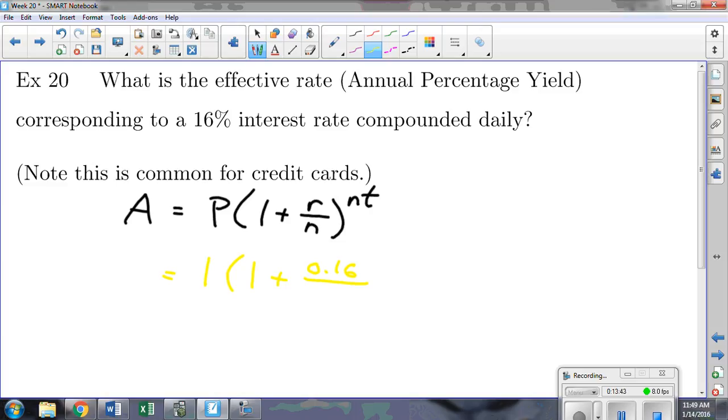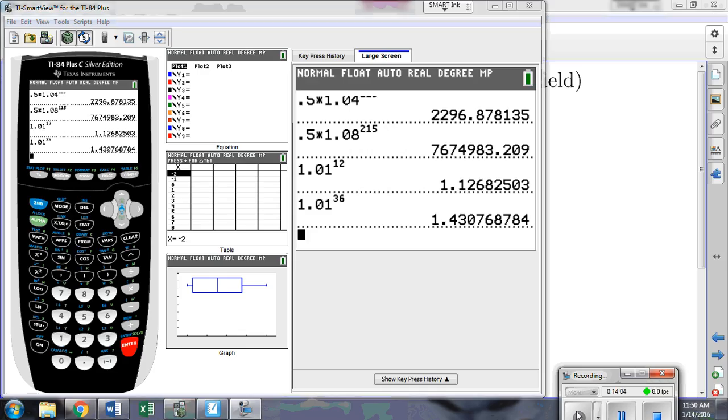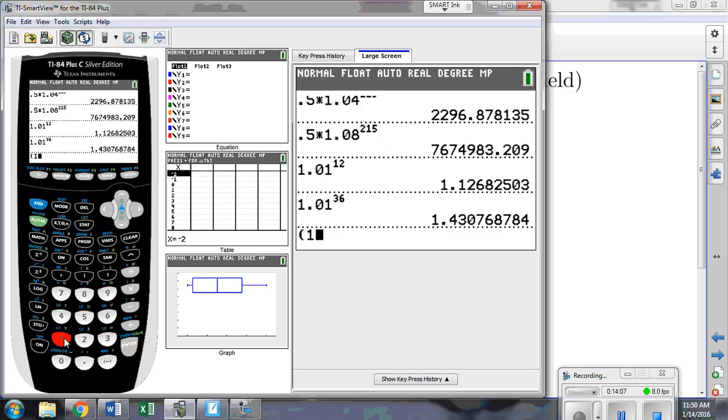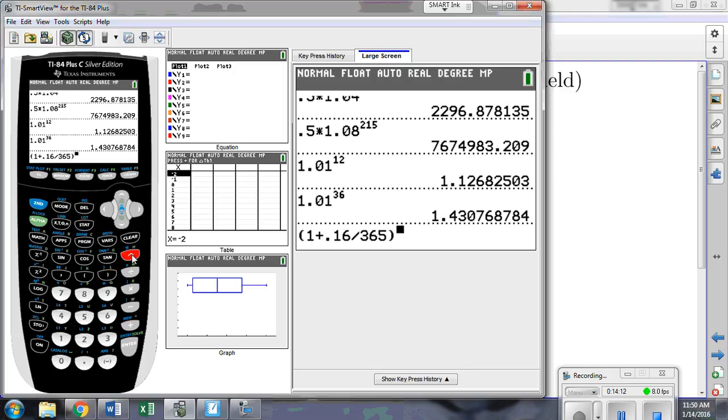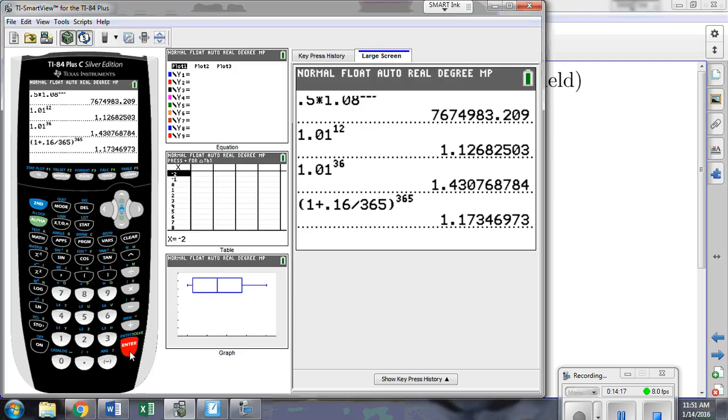How many compounds are there for the N value? How many days are in a year? And then we'll have 365 compounds for a period of 1 year. And we now have something that we can put into our calculator. Right, so we have 1 plus 0.16 divided by 365 to the 365 power. And we wind up with 1.1734.